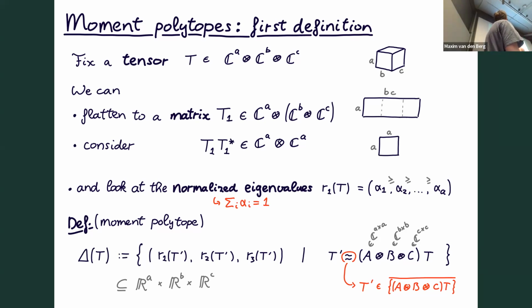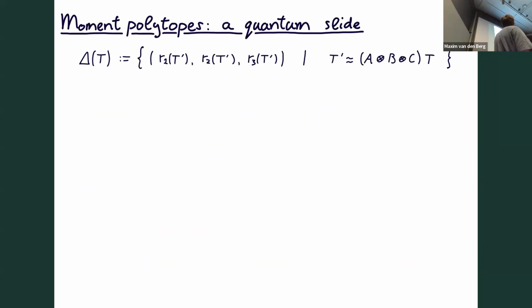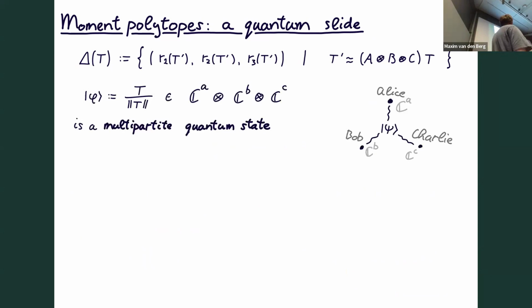Yes, so there are other descriptions, and at this point, I want to do a little quantum interlude. So for the non-quantum people, it won't take long, don't worry. I just want to quickly say what the interpretation in the quantum setting is. So let's do it. In the quantum setting, these tensors T are quantum states. And quantum states we need to normalize, so I take my T and just normalize it. This won't change the definition of this polytope. And what is this? There's a multiplier of quantum states.